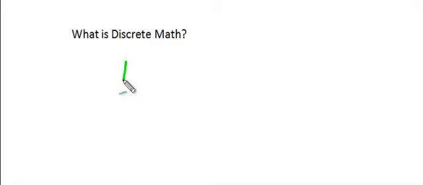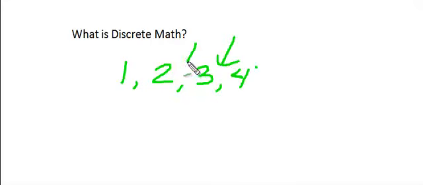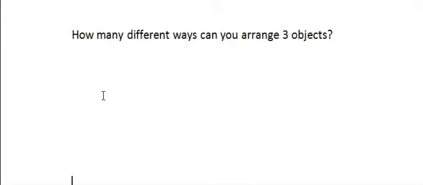Discrete math comes from individual things such as counting. We're not looking for the things in between. We are looking at each individual or discrete point. We're going to start off with counting.